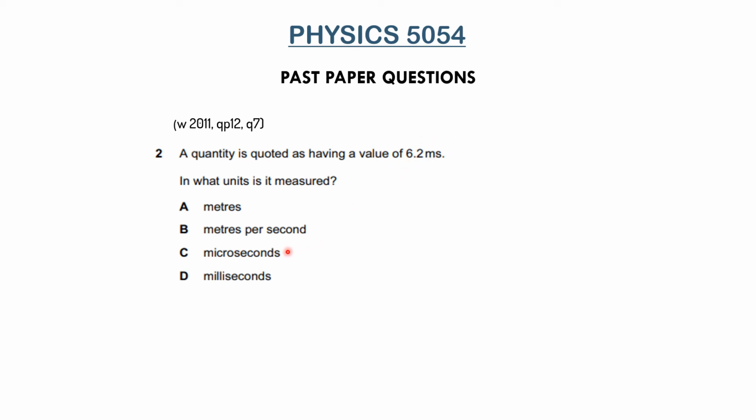That leaves us with the fourth option, which is millisecond. And that is indeed the correct option, because milli is represented by a small m and seconds is represented by an s. And there is no milli per second, so there shouldn't have been a slash between them. So milliseconds is what is meant by ms. So our whole quantity becomes 6.2 milliseconds. So our correct answer is D.